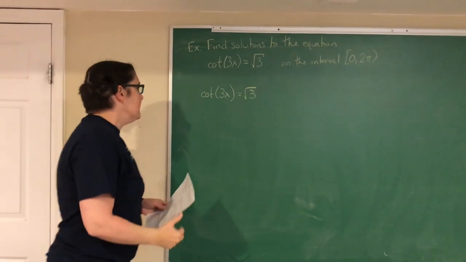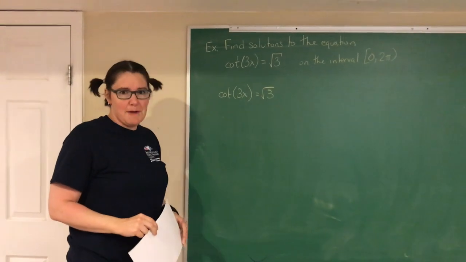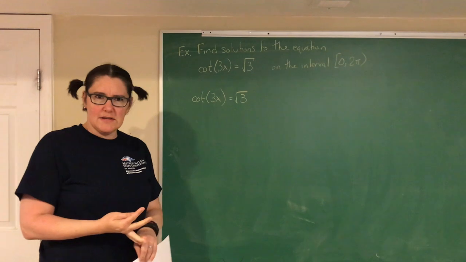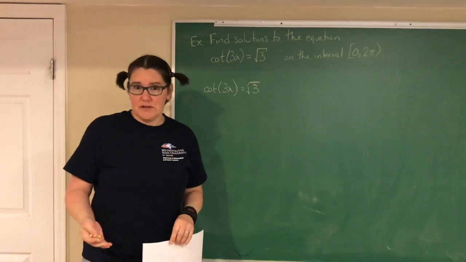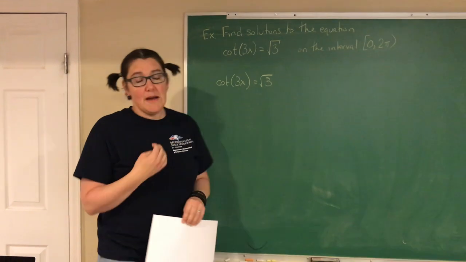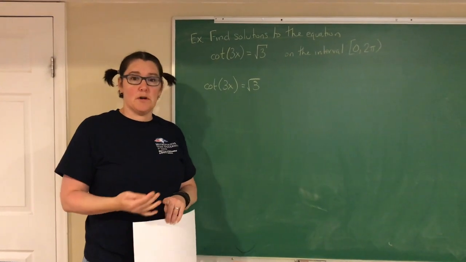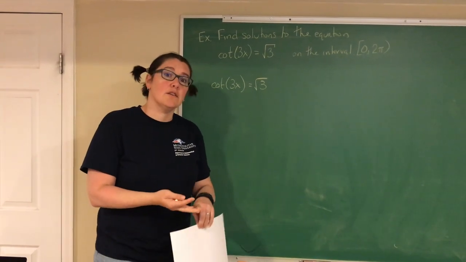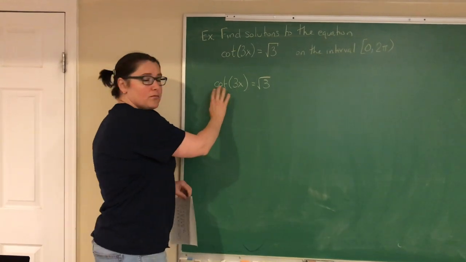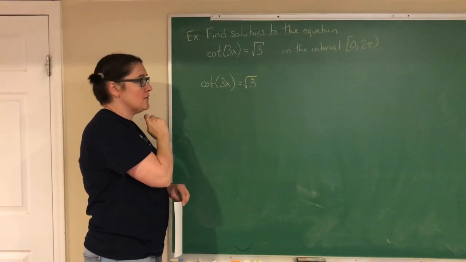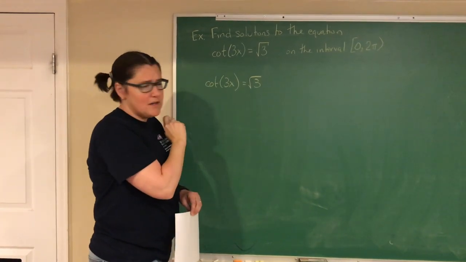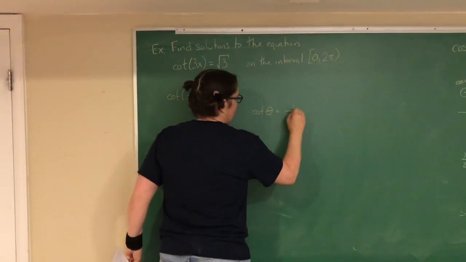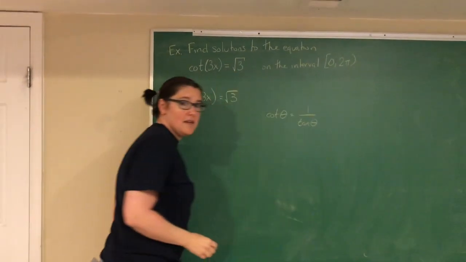And the first thing that I want to say about this equation is that when we have things like cotangent or cosecant or secant, those are all of the reciprocal functions. And in my opinion, I personally prefer to work with sine, cosine, and tangent rather than cosecant, secant, and cotangent. So I'm actually going to replace this cotangent of 3x equals square root of 3 with a tangent function. So remember that cotangent of theta is the same as 1 over tangent of theta.